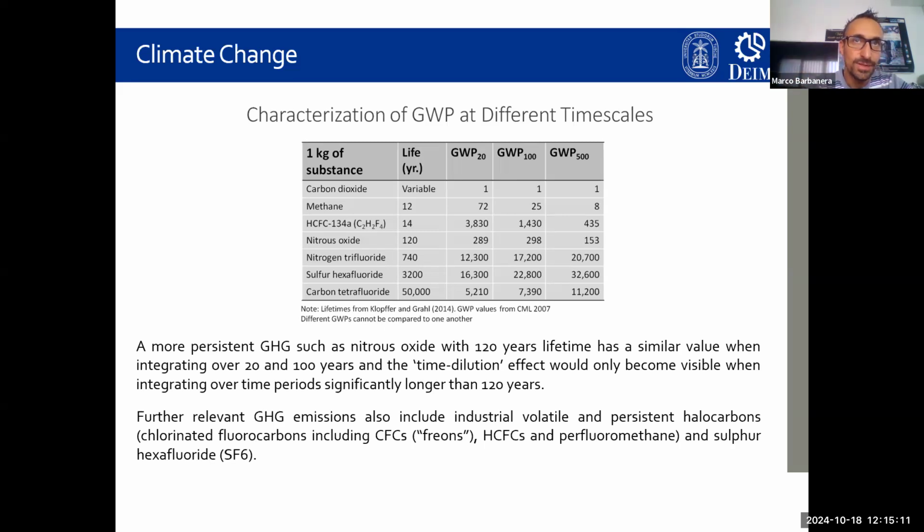In summary, we have to consider a sort of dilution effect of the substance during the time. In the table, we can see the main, the most important greenhouse gases, but we can have other greenhouse gases that are counted in an impact assessment method. But these are the most important typically.